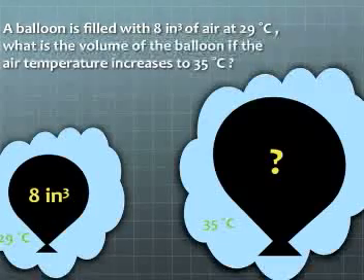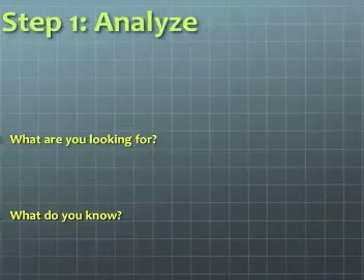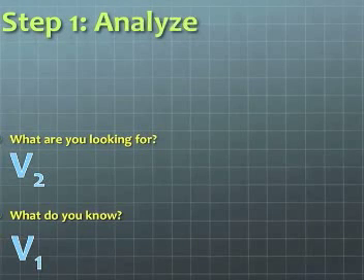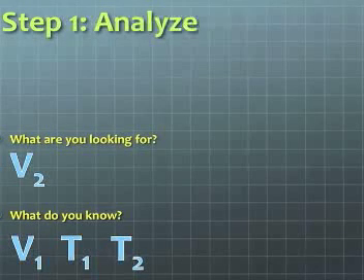The first thing we want to do is analyze. We want to know what we're looking for and what we know. We're looking for our volume 2, and we have three knowns. We know our initial volume, our initial temperature, and our new temperature. We're increasing our temperature.